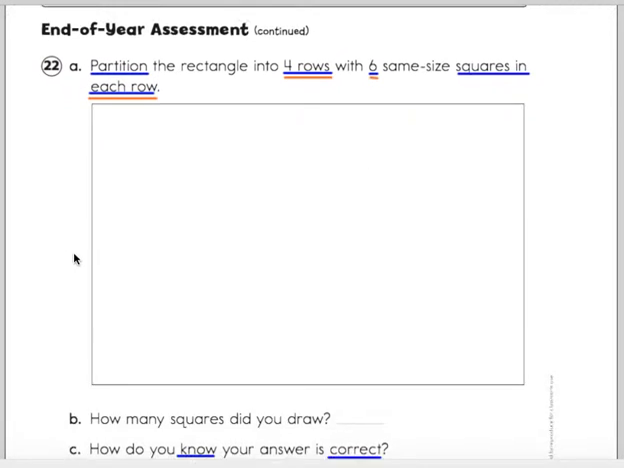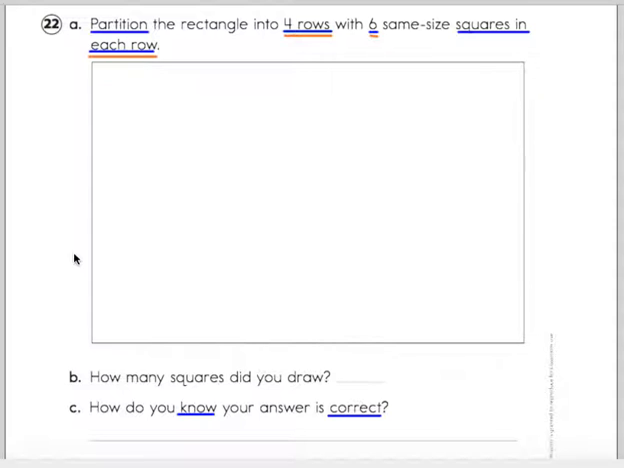Okay, here comes our partitioning. We've been working hard on this. This is a big, huge rectangle that you are going to partition. In this rectangle, I need you to partition it into 4 rows, 6 same size squares in each row. Okay, so listen up. Think about the trick I taught you to remember which way a row goes. Sing your song. Okay, first step, make 4 rows in that square.